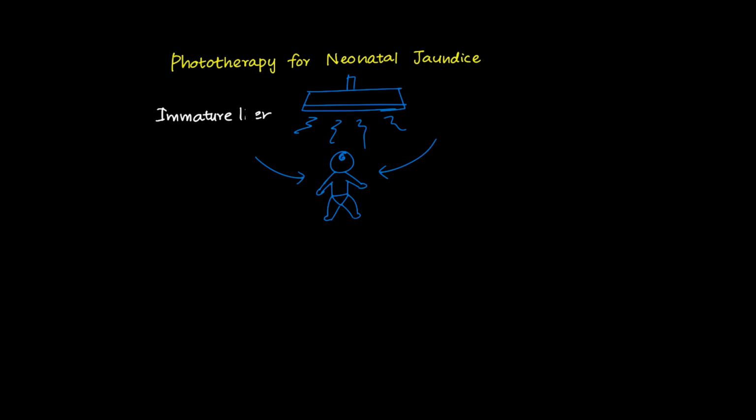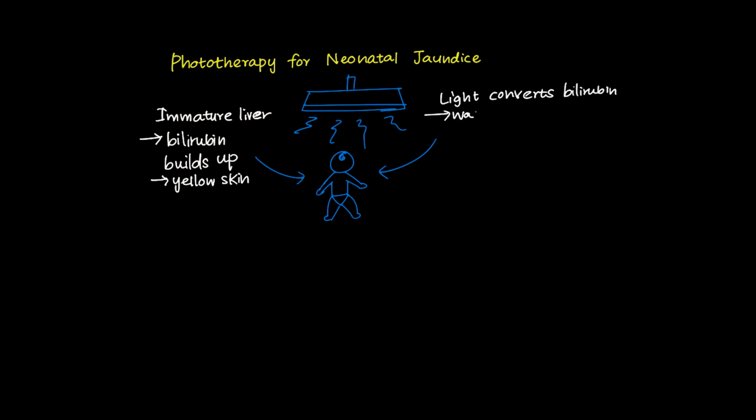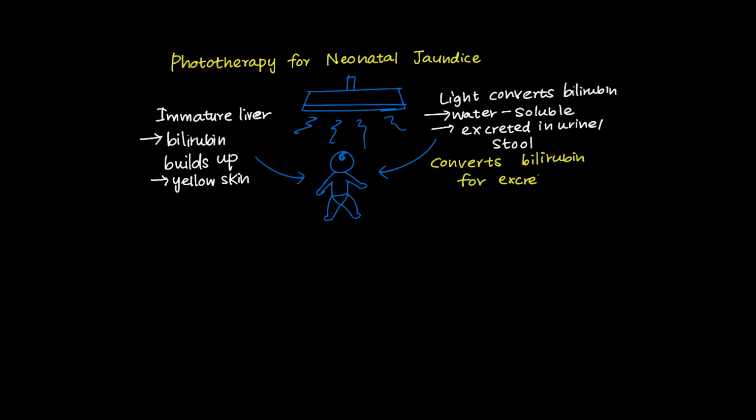Phototherapy uses specific wavelengths of blue spectrum light that penetrate the skin and hit those bilirubin molecules directly. The light changes the chemical structure of unconjugated bilirubin, converting it into water-soluble isomers. Once water-soluble, the baby's body can excrete them through urine and stool without the liver needing to process them first. That's the mechanism. Light converts bilirubin for excretion.